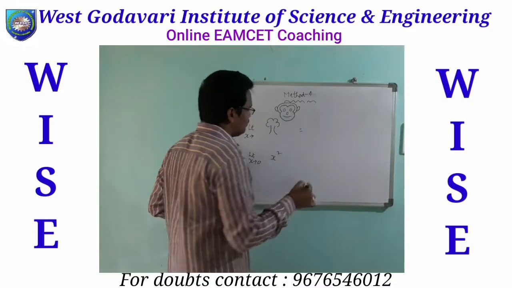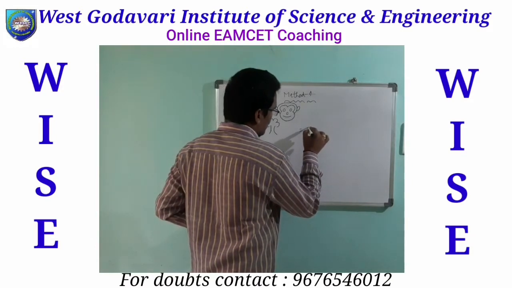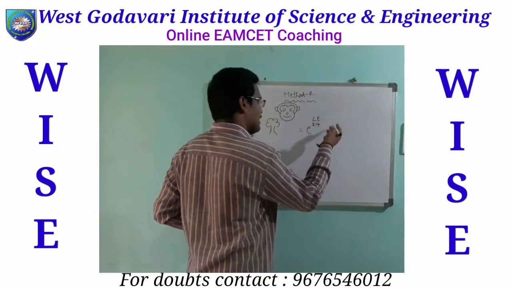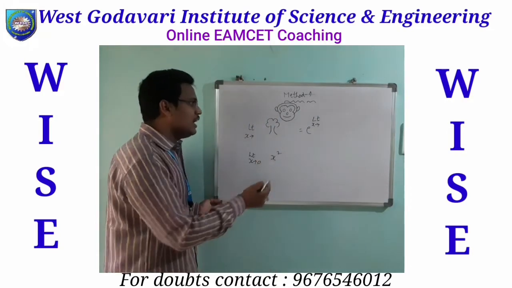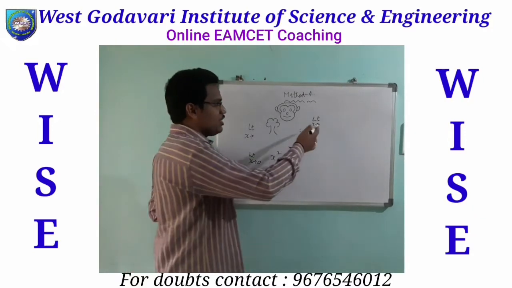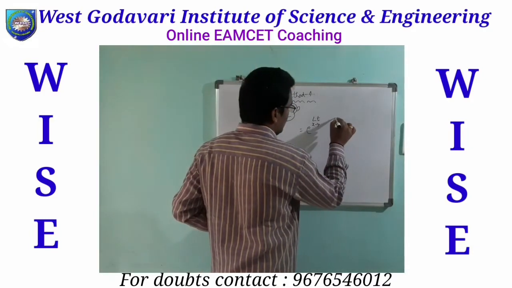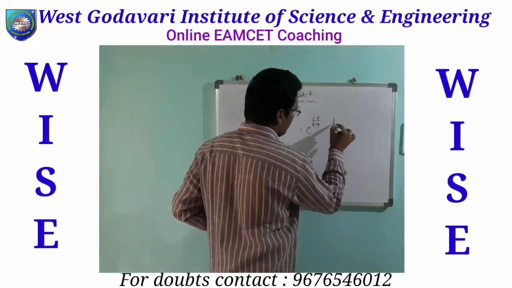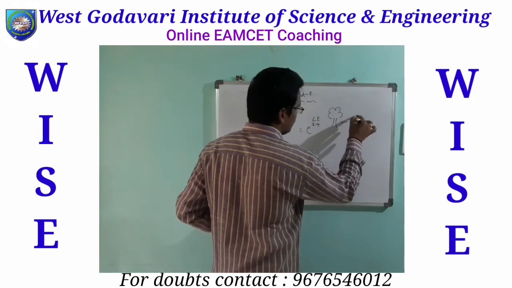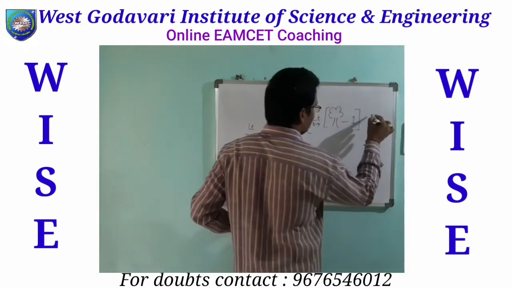That is equal to e power limit x tends to anything, whatever. Suppose here it is infinity and here it is also the same infinity. Suppose here it is 0 and here it is also the same 0. Tree cut down. Monkey comes down.